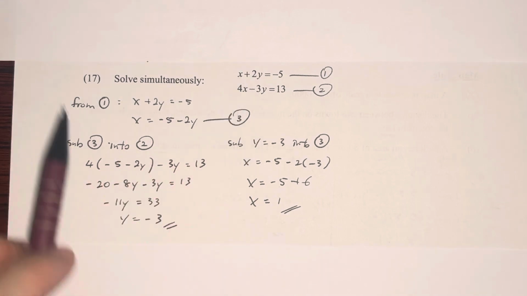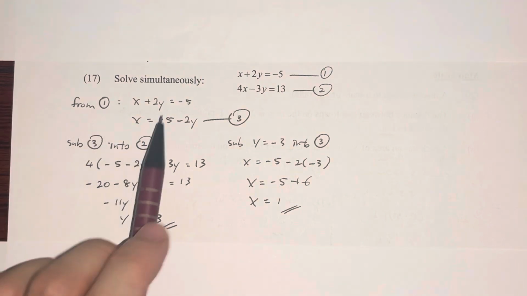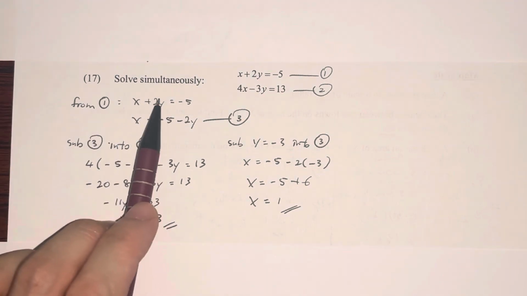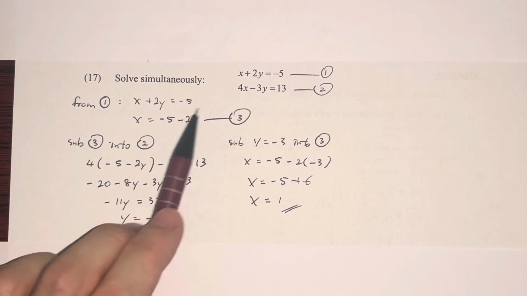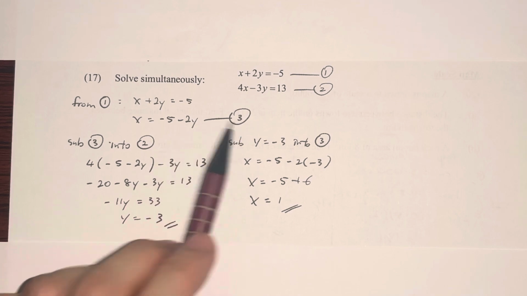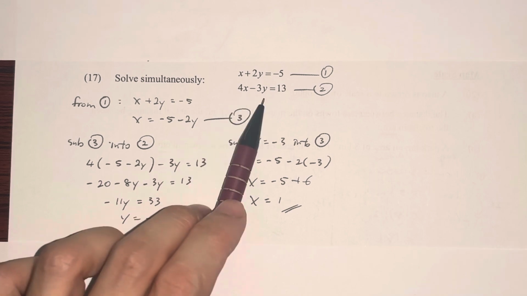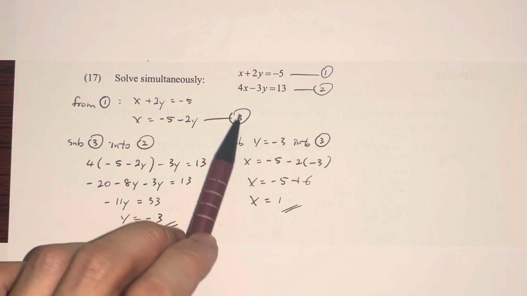So my working will be from equation 1, because I'm going to adjust equation 1. So equation 1 is here. To make x the subject, these 2y need to go to the right side, right? So x equal to -5 minus 2y here. I give it a new name. This equation 3 has x as the subject. So I'm going to sub this into the other equation, because this one came from equation 1. I can't sub it back. I need to sub into the other one.